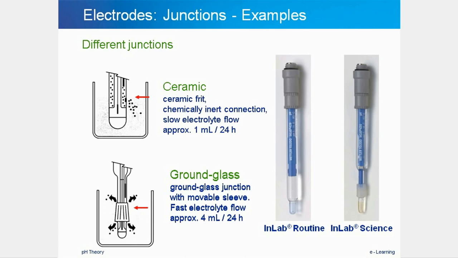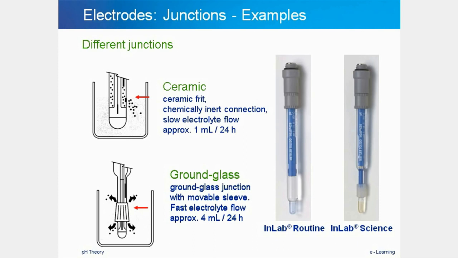The disadvantage of this junction is that it can quite easily clog up if the sample solution has particles in it or if it is very viscous. In this case, the second type of junction available is a better solution, the ground glass junction with a movable sleeve. This is a junction which has a sleeve over an open hole in the electrode shaft and which therefore cannot be blocked by a viscous solution or by small particles present in the sample solution. Because of this open connection between inside and outside of the reference element, the flow of the electrolyte is a lot faster than with a ceramic junction. The flow of electrolyte with a sleeve junction is approximately 4 milliliters per 24 hours.